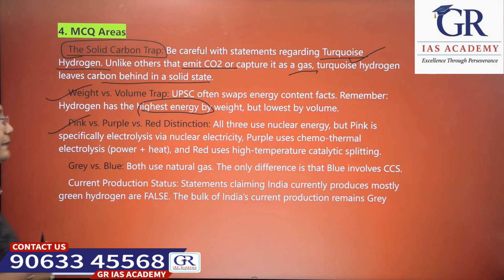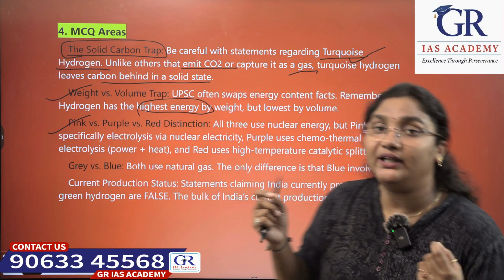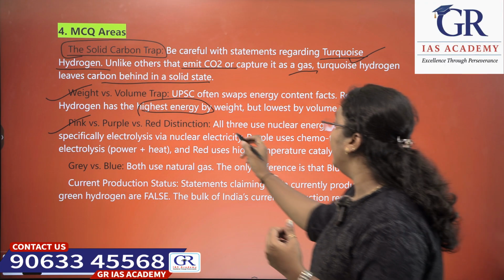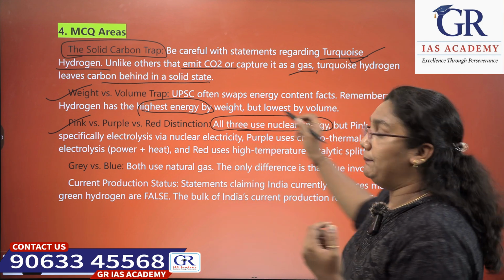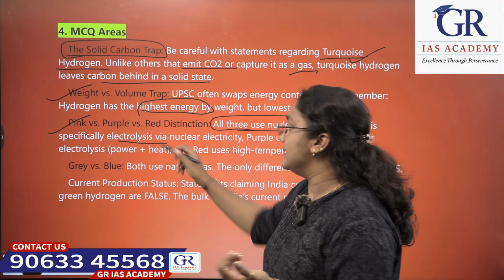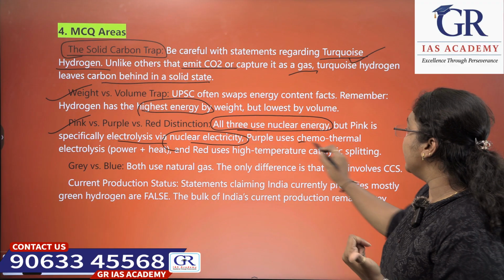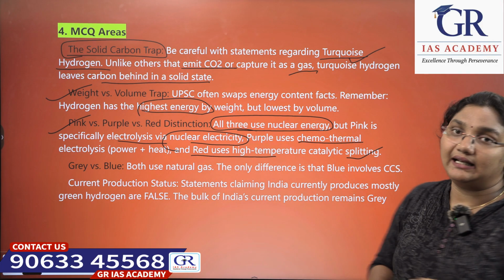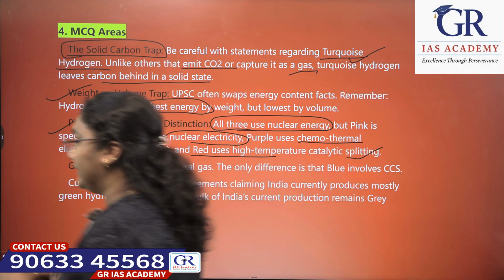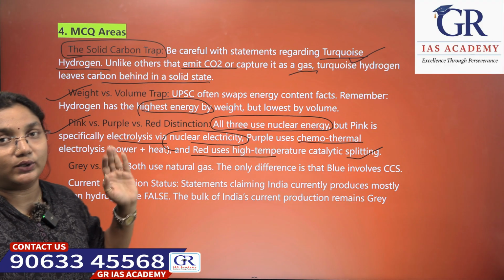Next is the pink versus purple versus red distinction. Pink hydrogen, purple hydrogen and red hydrogen have a feature in common: they all use nuclear energy. But pink is specifically electrolysis via nuclear electricity, where purple uses chemothermal electrolysis and red uses high temperature catalytic splitting. Okay, these three are the differences. Basically, the common thing is that all three use nuclear energy.